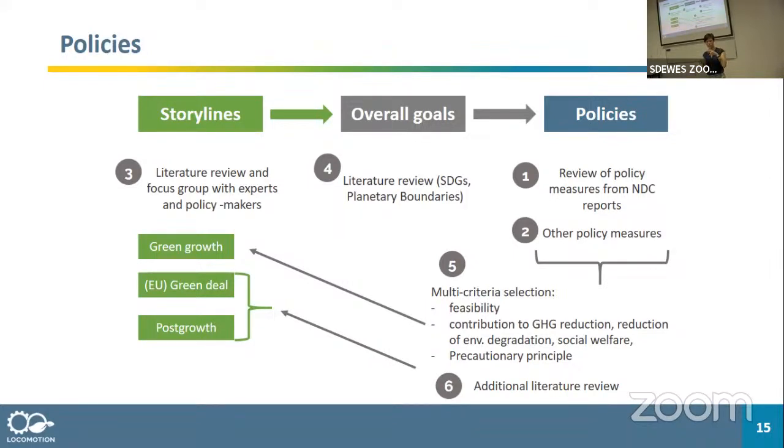So we tackled it from those two sides, and to come up with a selection, we tried to make a fairly objective selection, but ultimately I guess the most important criterion is always feasibility. Can we do it or can we not? But we also considered other factors in this multi-criteria selection, such as the potential contribution to greenhouse gas reductions, to the reduction of environmental degradation, or to social welfare.